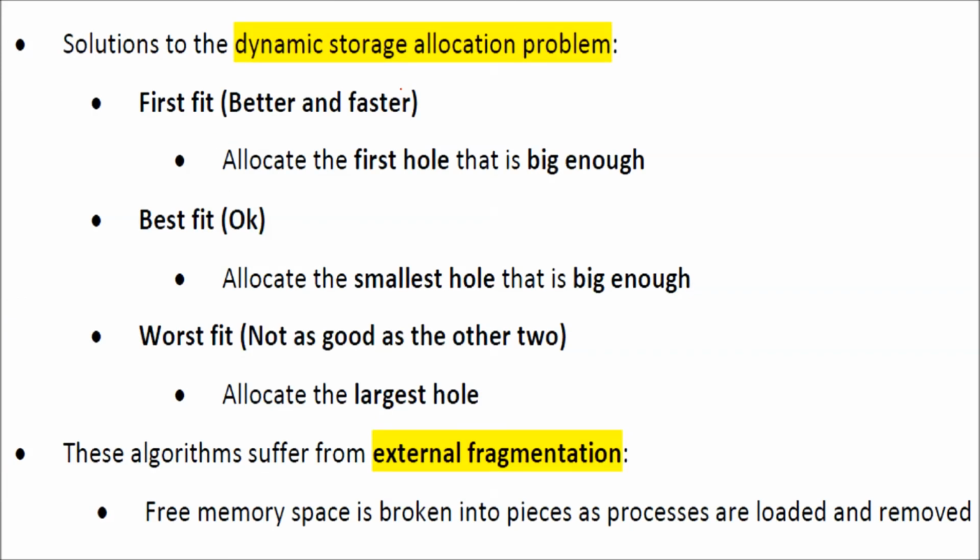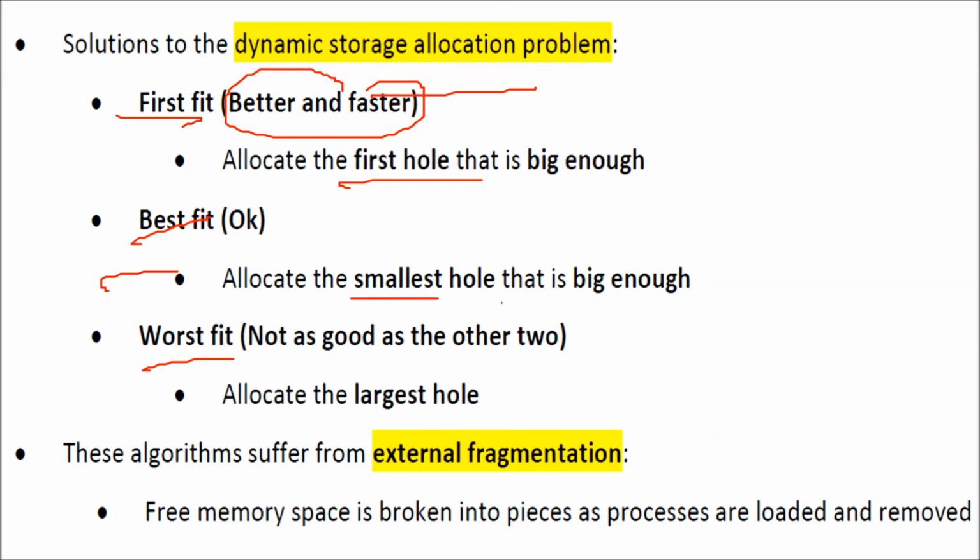What are the solutions to this dynamic storage allocation problem? We have first fit, best fit, and worst fit. First fit is better and faster because we allocate the first hole that is big enough. In best fit, we allocate the smallest hole that is big enough. Worst fit is not as good as the other two because it allocates the largest hole. These algorithms suffer from external fragmentation.